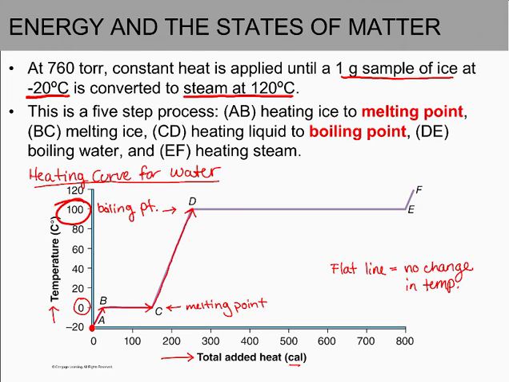All right, and then once we hit the boiling point, the liquid is going to start turning into steam. And again, we have a flat line, so we don't have an increase in temperature. Instead, all of the heat being added to the liquid is going towards the boiling of the liquid. And then after we've boiled off all of the liquid, so all of the liquid is turned to gas, we also have an increase in temperature for the gas.